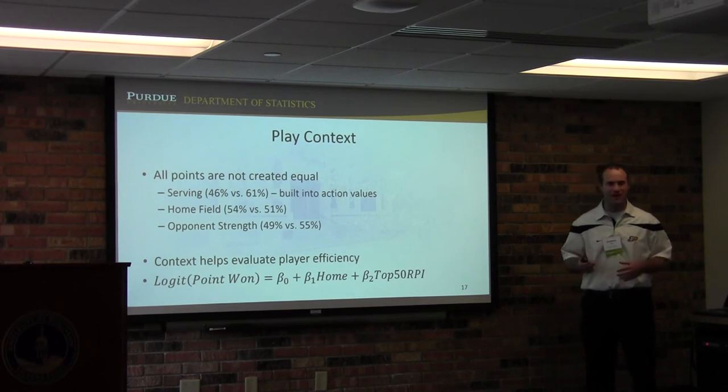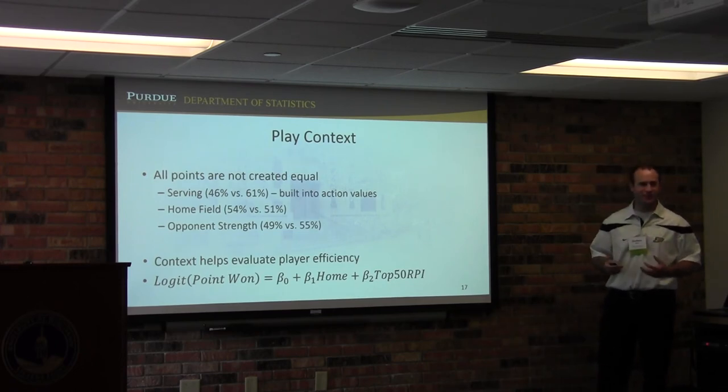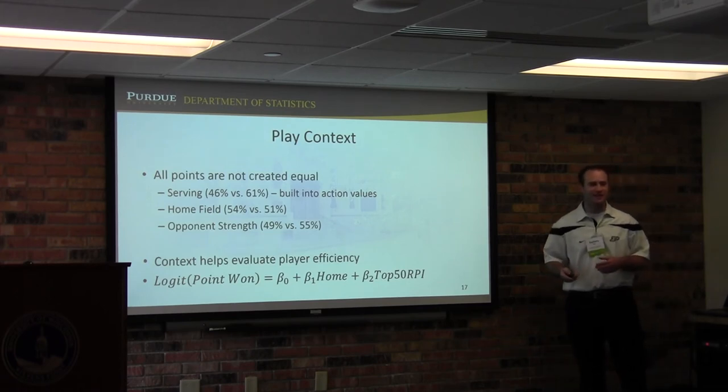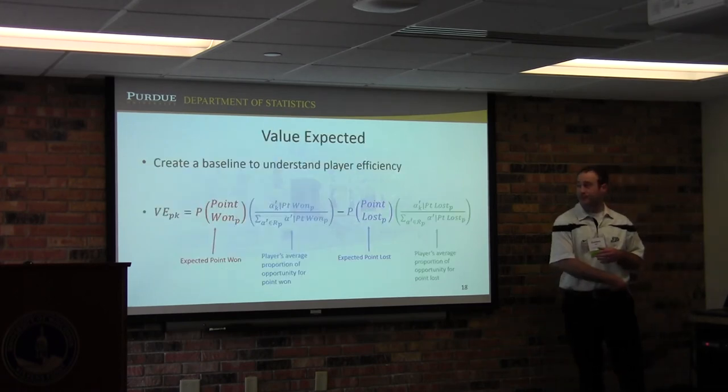So this is a really simple model. Ideally, as the data grows, we'll be able to build a more robust context model. But we just use logistic regression for point one. We can toss in there whatever predictors we want. And we can get for each play a probability that the team of interest wins a point.